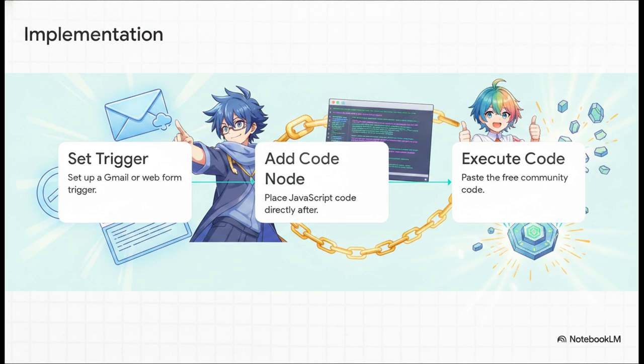Step 1, you set up your trigger. This is just wherever your binary data is flowing in from, like a Gmail node with download attachments turned on, or a webhook catching form submissions. Now, step 2, and this is the golden rule, do not skip this, you must place your code node immediately after that trigger. Just drag it out, search for a code node, and pick code in JavaScript. Then, step 3 is the easiest part. You just hop over to the community forum, copy the free code, paste it straight into your new module, and hit execute. That's the whole shebang.